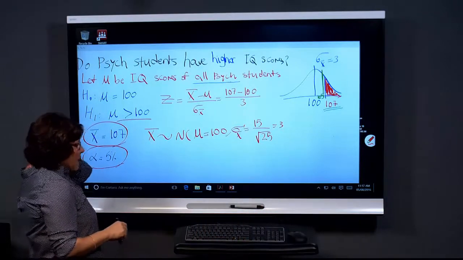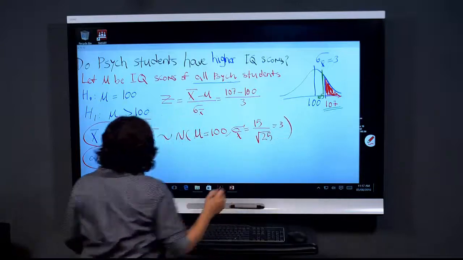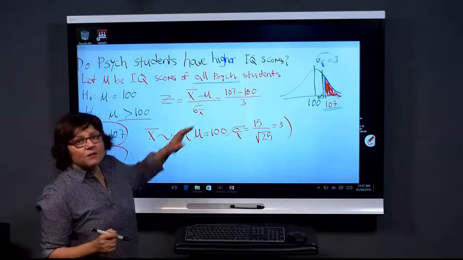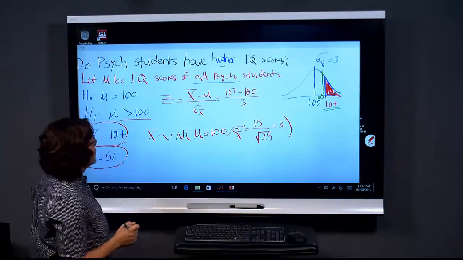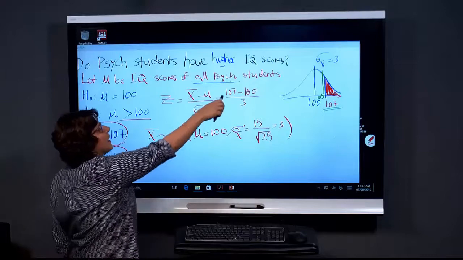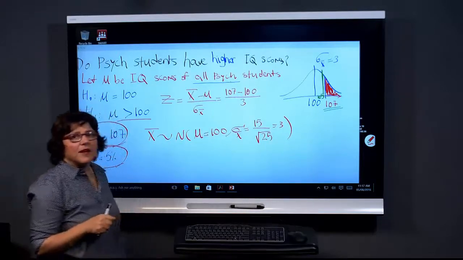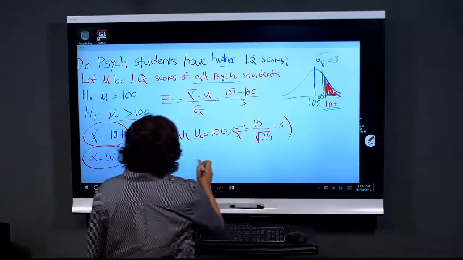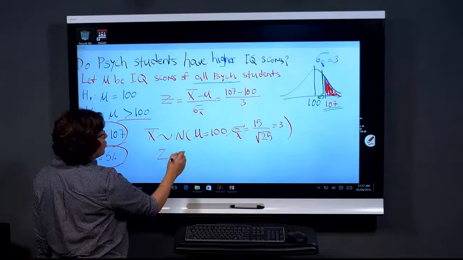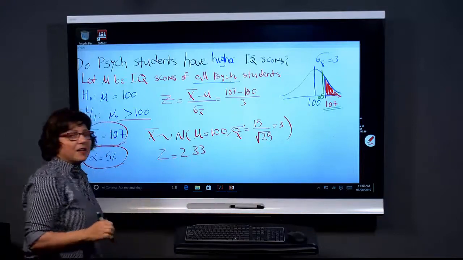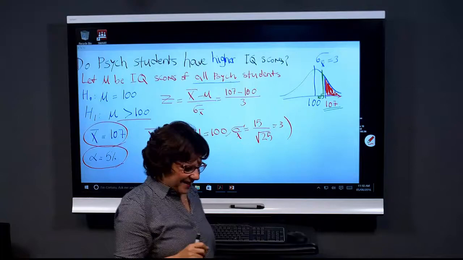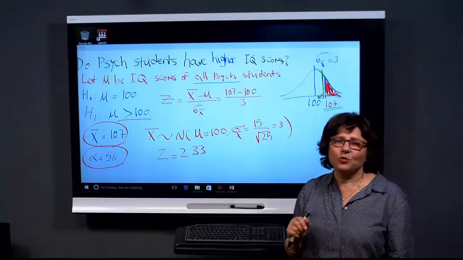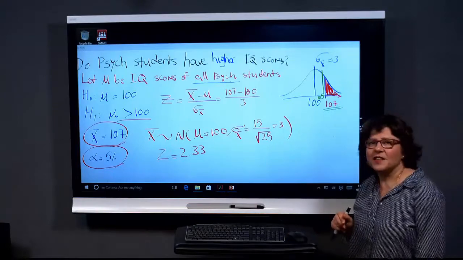Okay, and then because our observed value was 107, we transformed it to the Z score, and that became Z equal to X minus mu divided by sigma of X bar, and we got the value of Z equal to 2.33. All right, in the previous slide, I just had it wrong, I said 2.65, but it is 2.33.